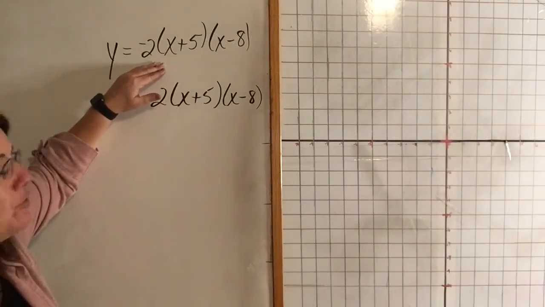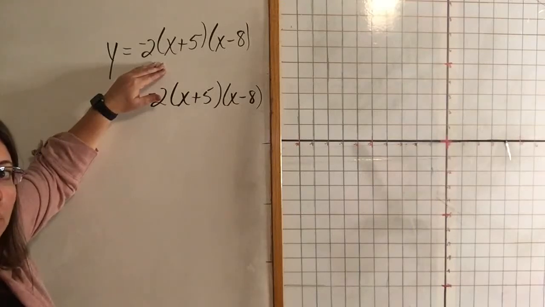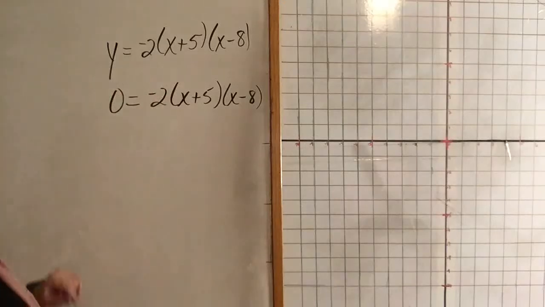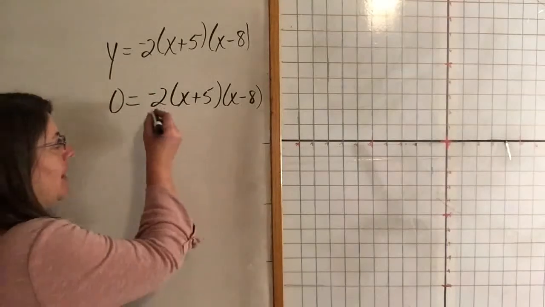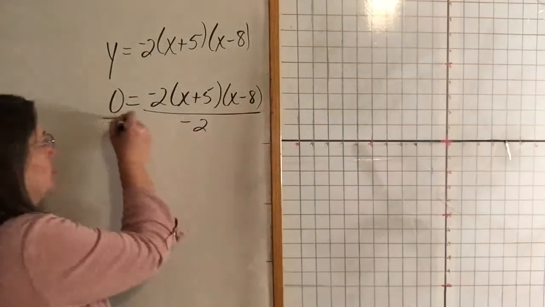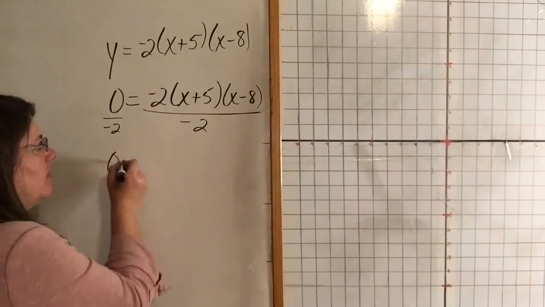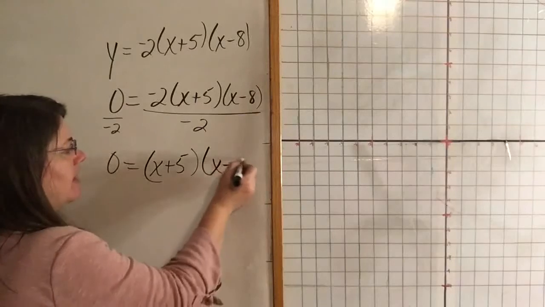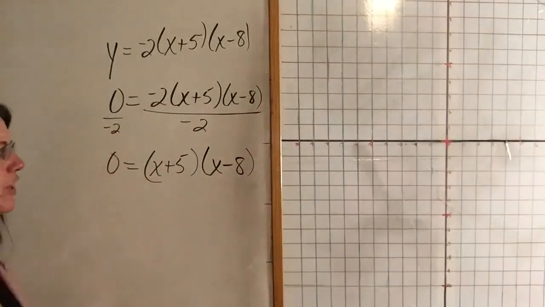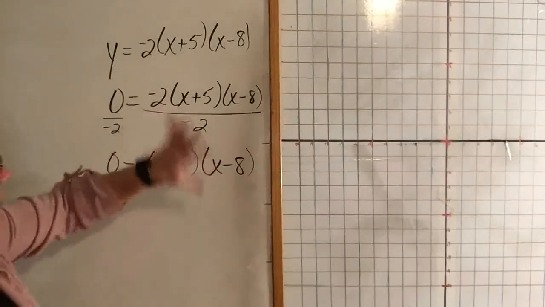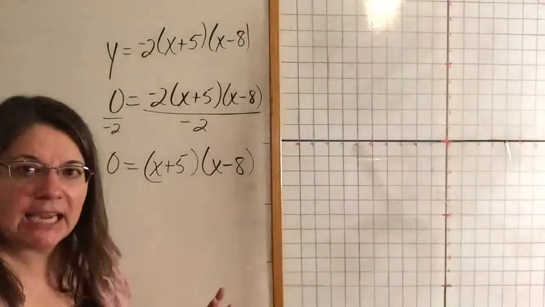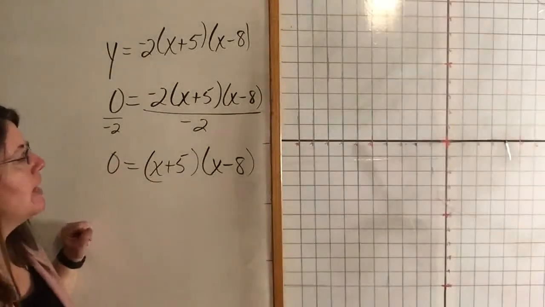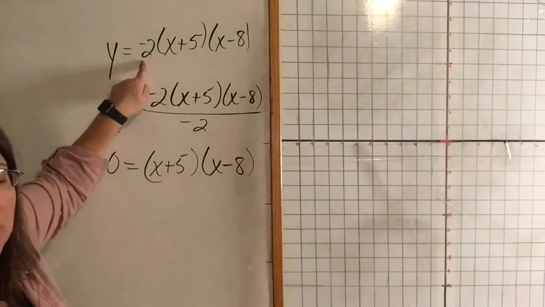And to find the roots when the equation is in factored form, all you have to do is set those factors equal to 0. Now, the -2, when I divide both sides by -2, it drops out. We've got 0 equals x plus 5 times x minus 8. That's something a lot of students forget. They forget that it can be dropped out, and it really doesn't affect anything, at least when we're finding our roots. Now, we know our a value is going to be -2.